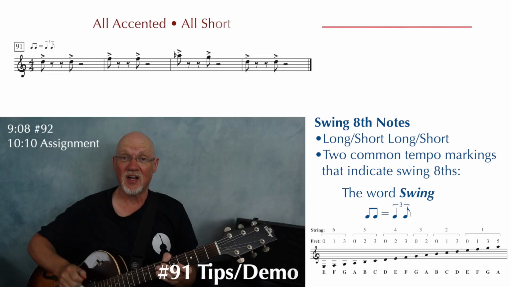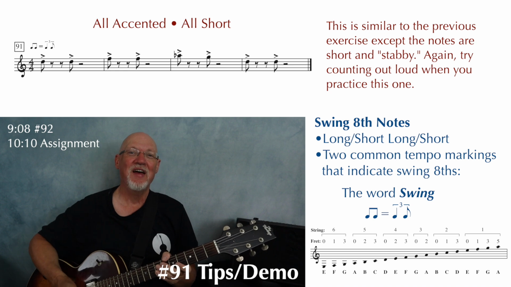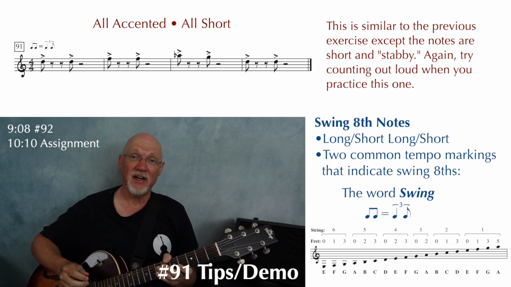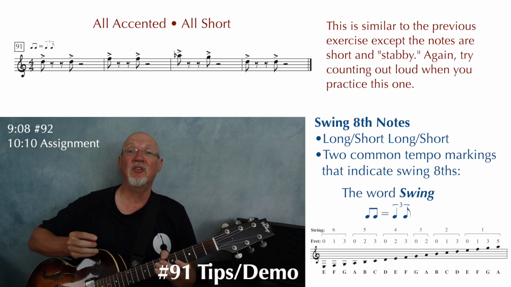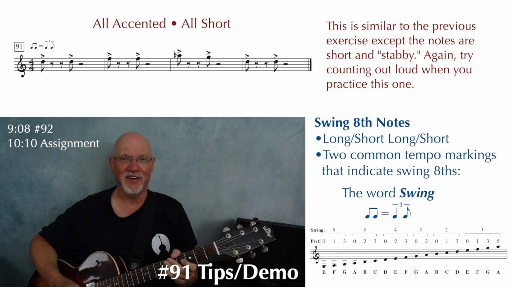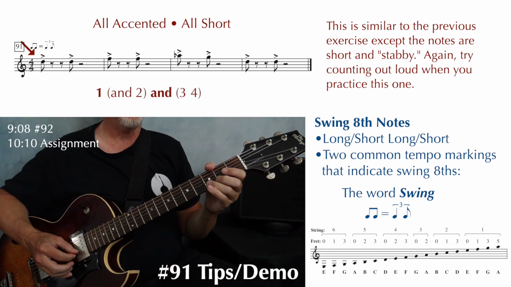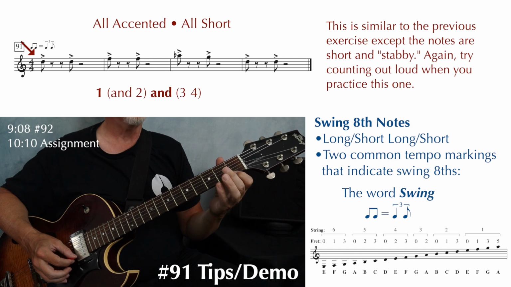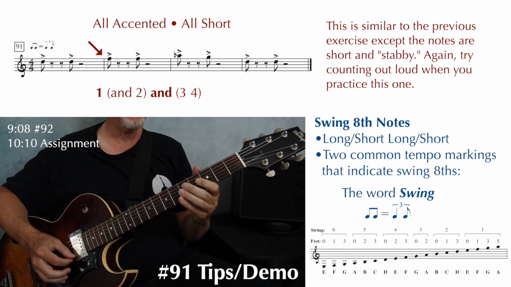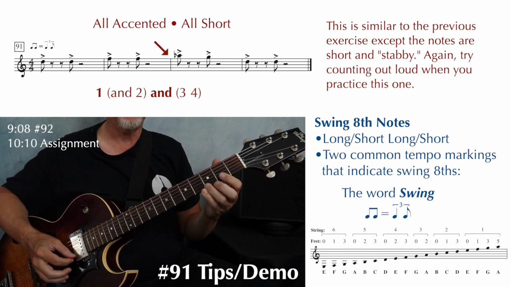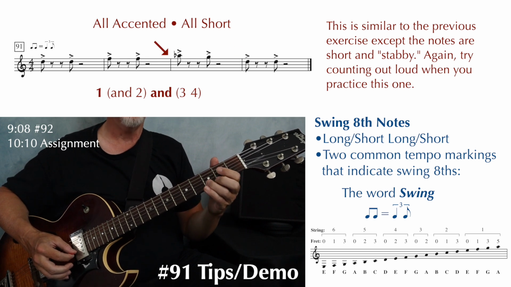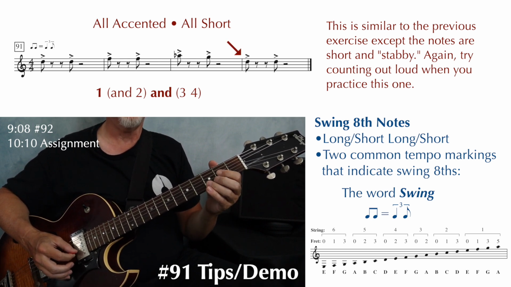Number 91 has a lot of short, stabby type of notes. Make sure you're subdividing as you play. Just as with the last one, it helps a lot just to count out loud as you play. This is going to be 1 and 2 and 3, 4, 1 and 2 and 3, 4.